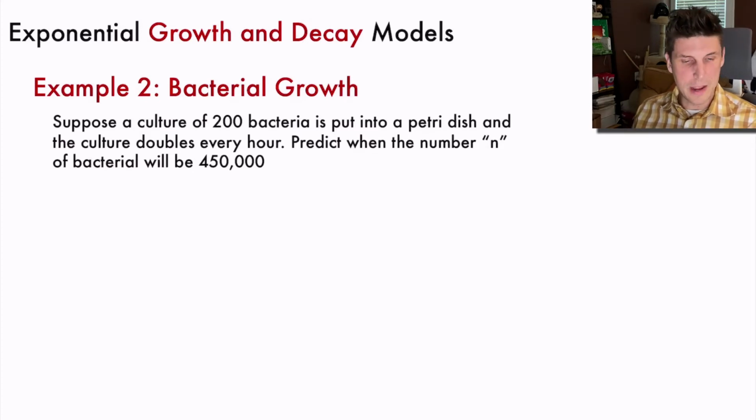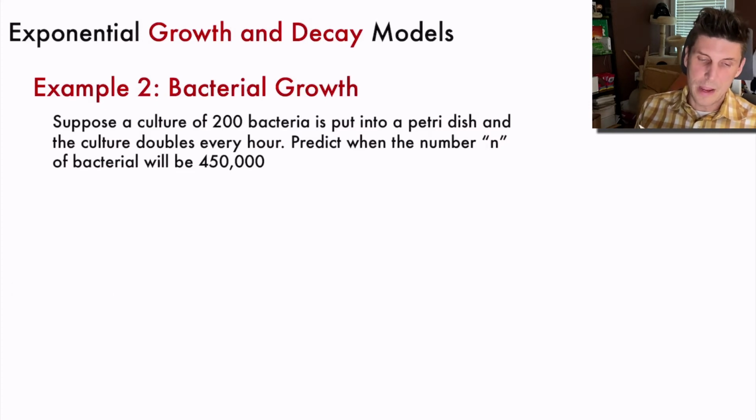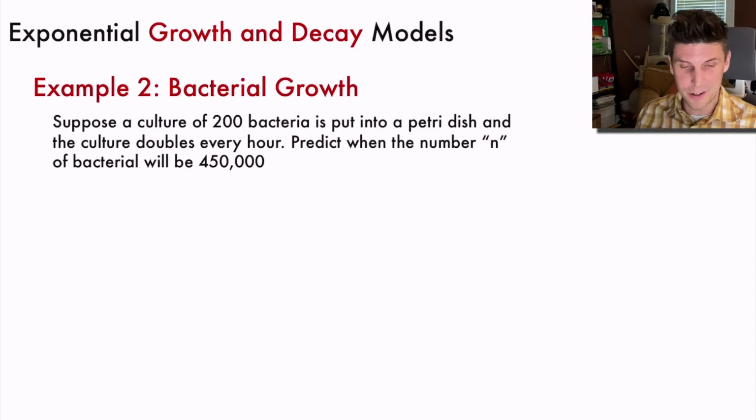So predict the number n of bacteria. I think what they're trying to say is predict when the number n of bacteria will be 450,000. Okay, so we're starting with 200, and we're going to get up to 450,000, and it's doubling every hour. So that's pretty fast.